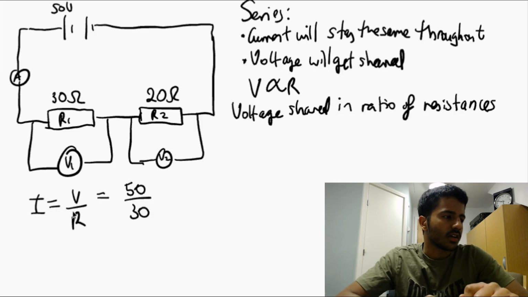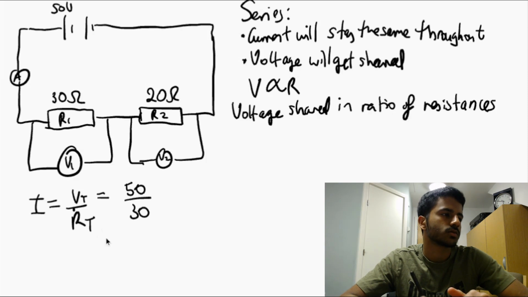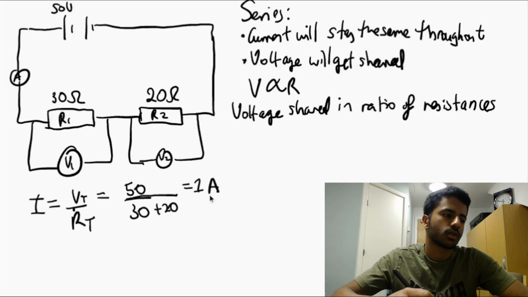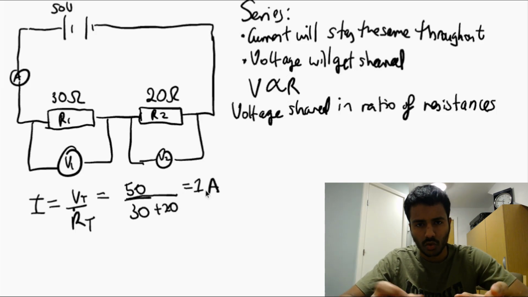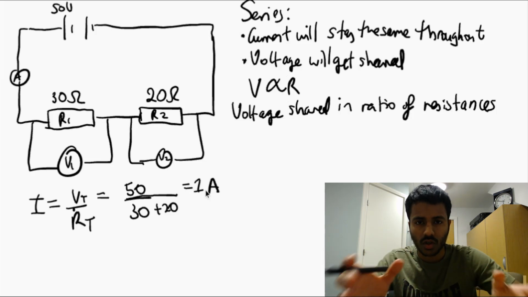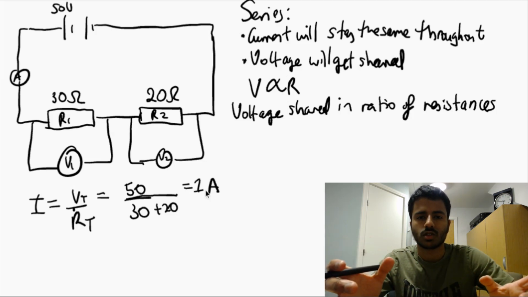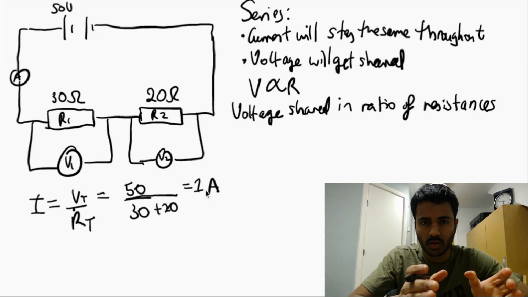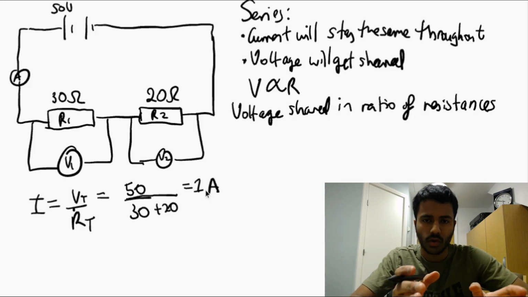You need to understand that in this case, when you're taking the current, we are using the total voltage in the circuit. Therefore, you must use the total resistance. And in this case, the total resistance is not 30, but 30 plus 20. So the current flowing through the circuit is 1 amp. If you're using V equals IR with the voltage across the whole circuit, you need to use the total resistance. If you're using the voltage across one component, you have to use the resistance of that one component only.